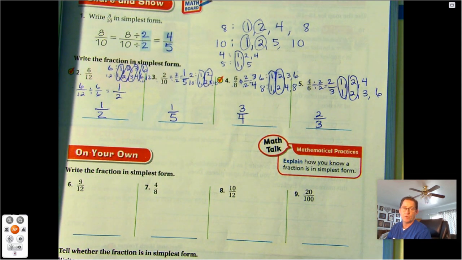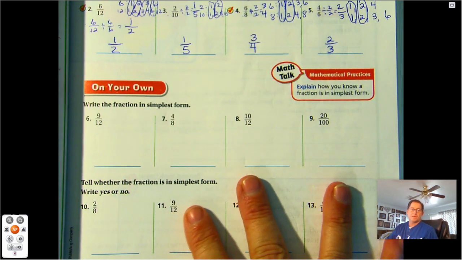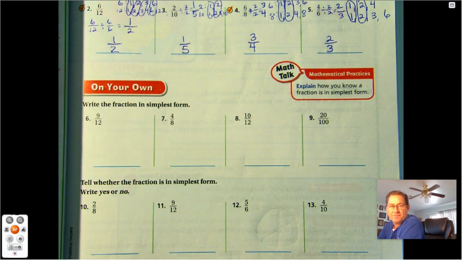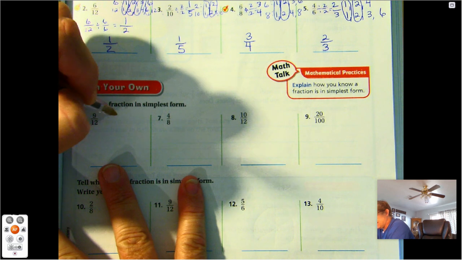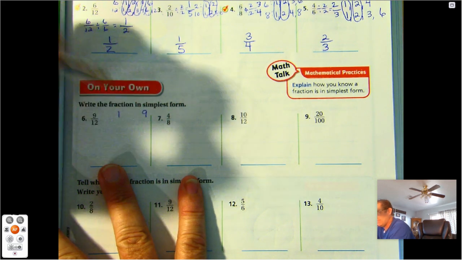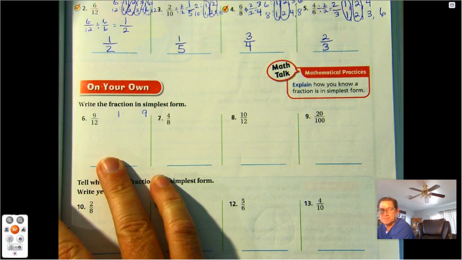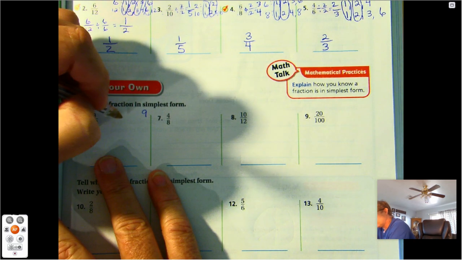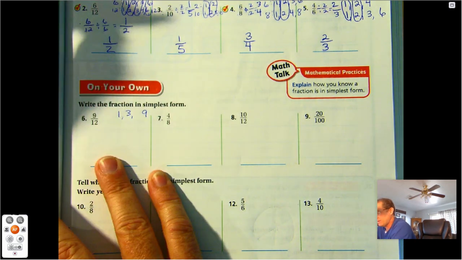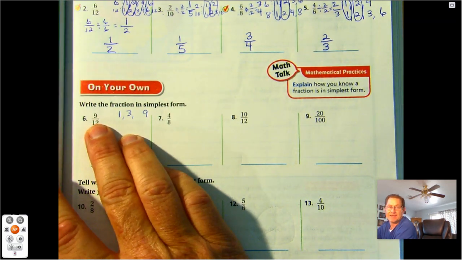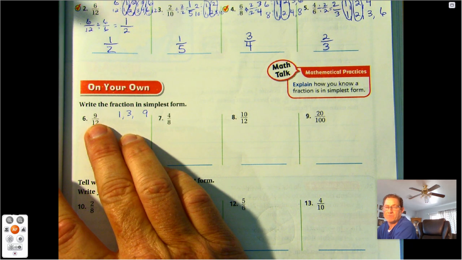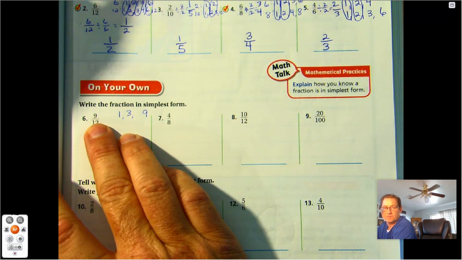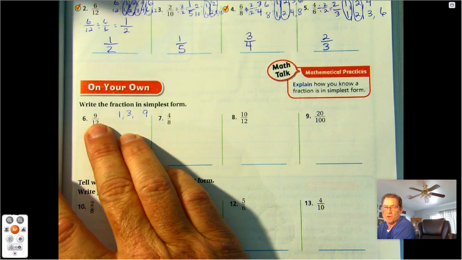Number 6, 9/12. Write the fraction in simplest form. The factors of 9. Well, I know 1 and 9. 2 is not because 9 is not even. 3 works. 3 times 3 is 9. 4 will not work because 9 is not even. 5 will not work. It doesn't end in a 5 or a 0. 6, no. 6 and 12, right? 7, no.